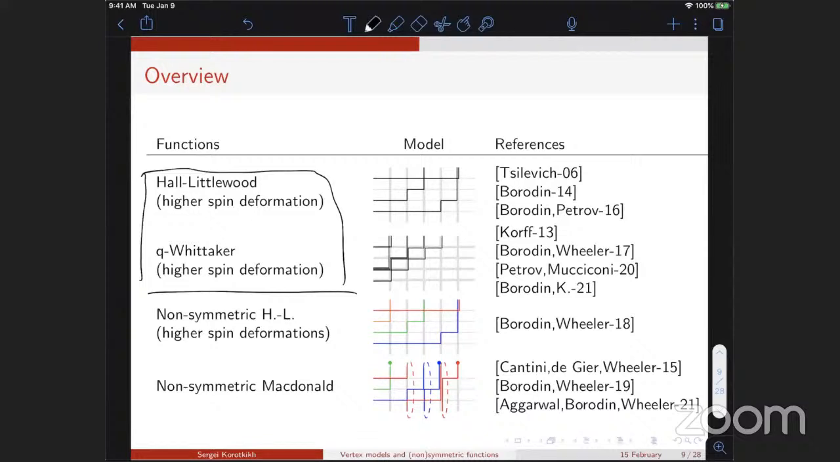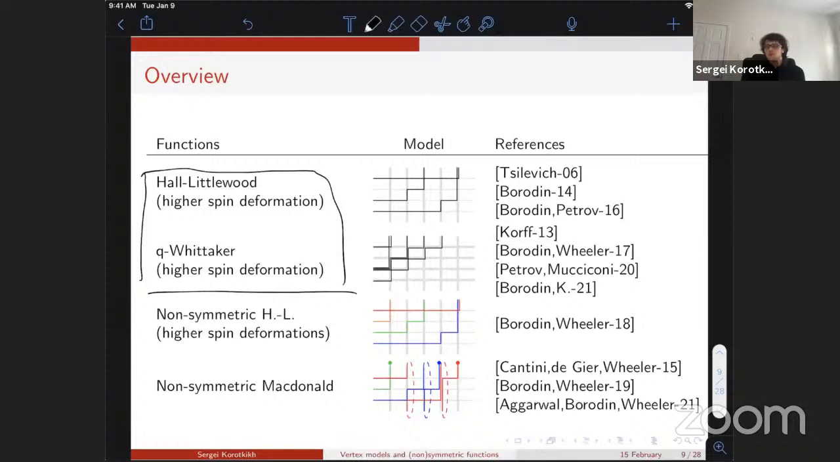The reason for this is that using the vertex model formalism, we can extend these functions by adding an additional deformation parameter, which is called the spin parameter. And it will turn out that the resulting deformed functions, which can be naturally constructed using vertex models, will satisfy all the combinatorial properties of the original Hall-Littlewood and q-Whittaker functions.